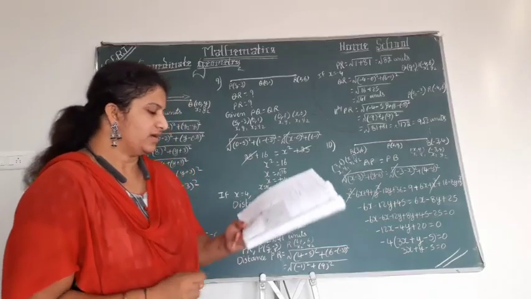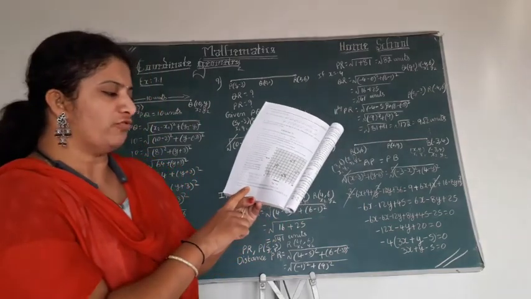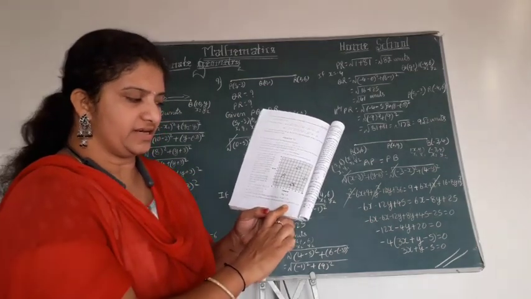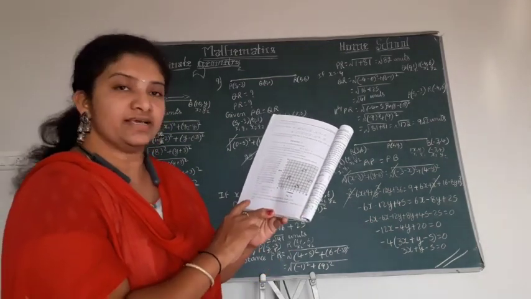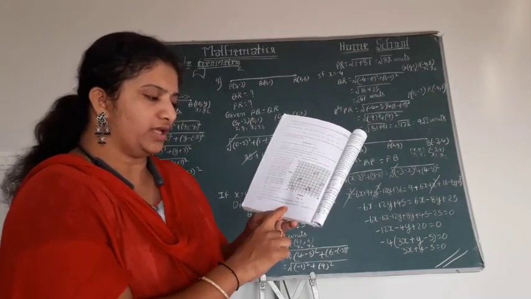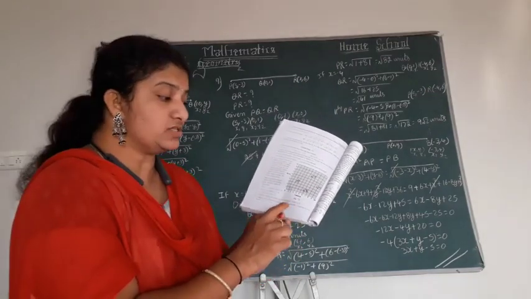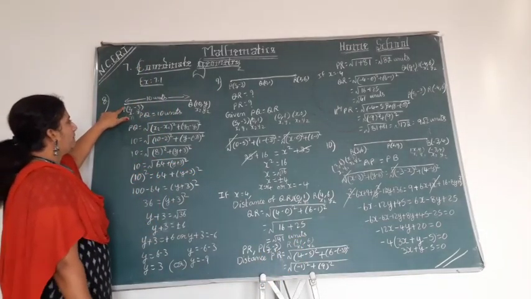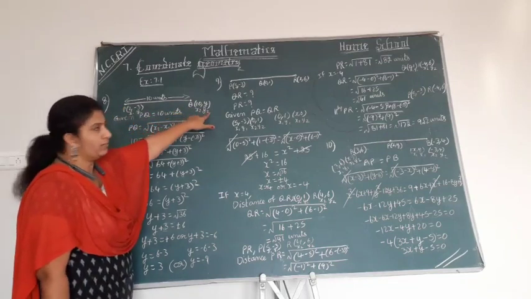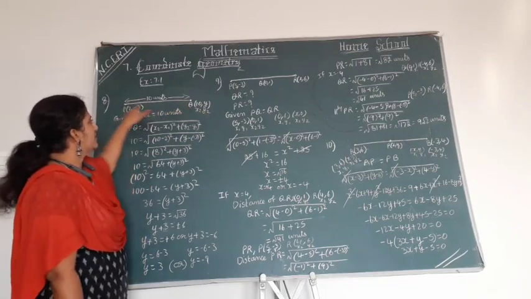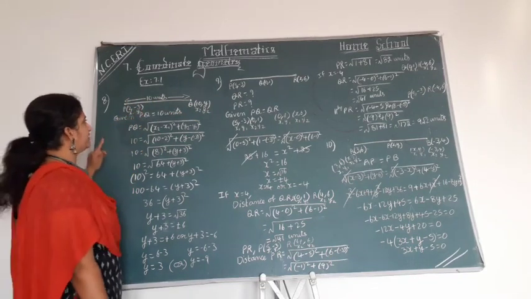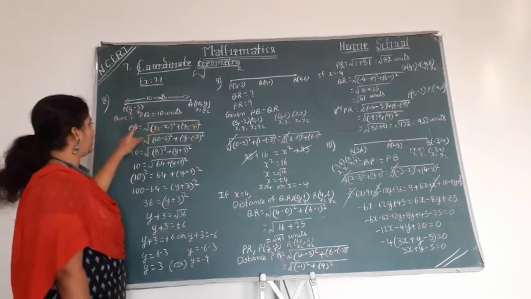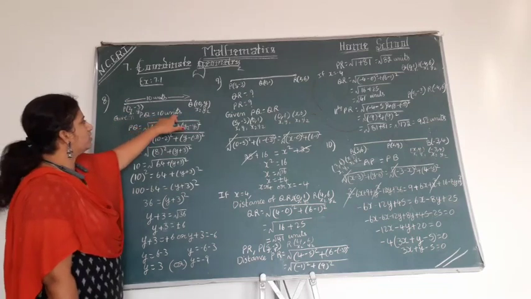Coming to the 8th problem, find the values of y for which the distance between the points P(2, minus 3) and Q(10, y) is 10 units. See here carefully, they have already given the distance between the two points. This is one coordinate P(2, minus 3), Q(10, y). What is this distance? They have already given it is 10 units. 10 units is the D value, or I can write it as PQ. Given PQ is equal to 10 units.